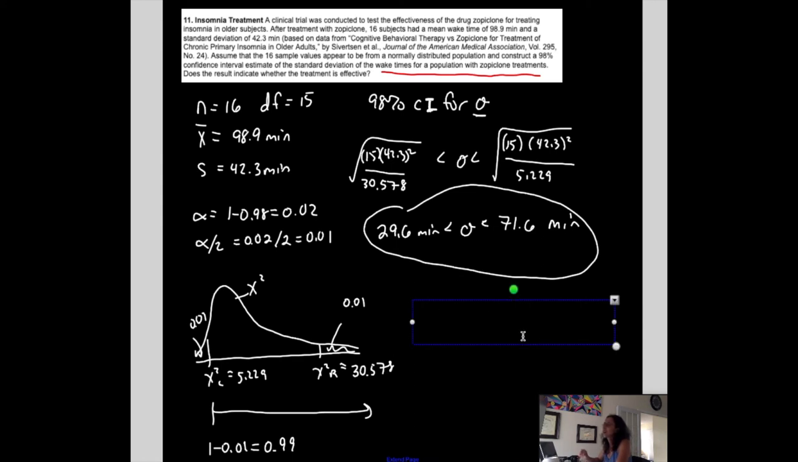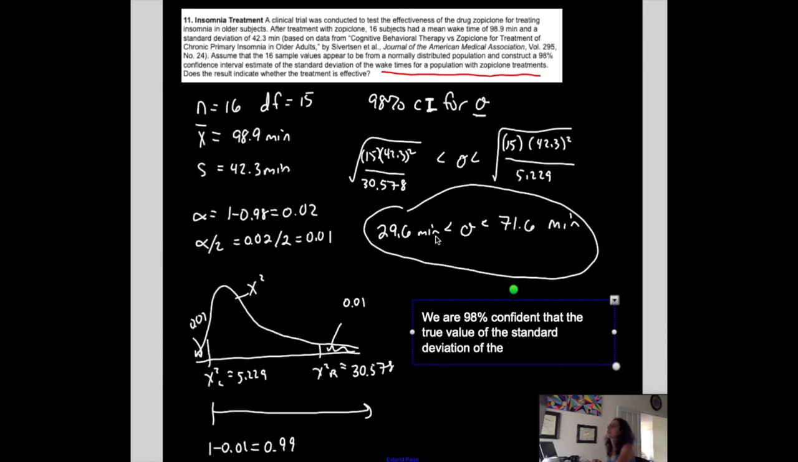Interpretation. Of course I'm not done. Remember, interpret your confidence interval. You need to know how to interpret your confidence interval. So how do I interpret? We are 98% confident that the true value of the standard deviation of the weight times for a population with zopiclone treatment is between 29.6 and 71.6 minutes. Boom.